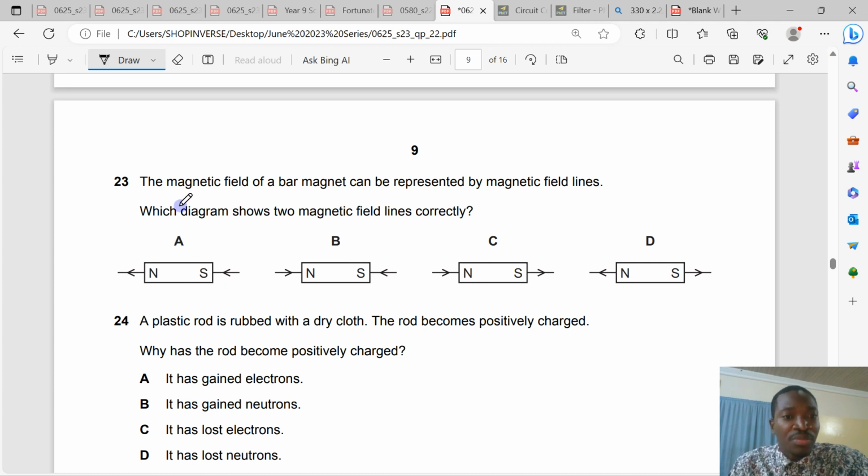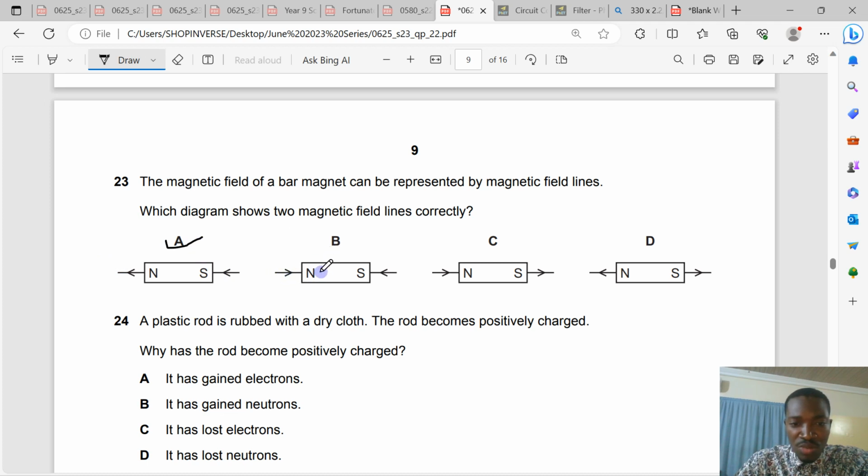Number 23. The magnetic field of a bar magnet can be represented by magnetic field lines. Which diagram shows two magnetic field lines correctly? Magnetic lines of force come out from the North Pole and enter again through the South Pole. So this one is the correct answer.